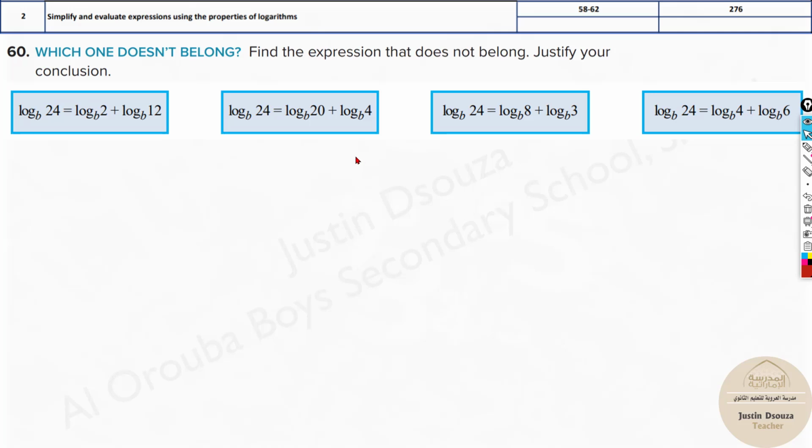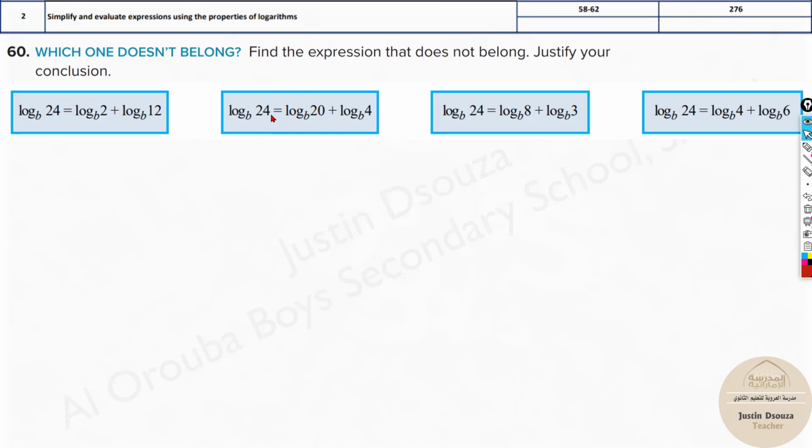Now we have an interesting problem. Which expression doesn't belong to this group? Now look at the question options. We have log base b of 24. That is log of 2 times 12. Yes, this is correct because when it's plus, you don't add these terms, you multiply them. 12 times 4 is correct. What about this? It's 20 plus 4. Really, you should multiply. 20 times 4 is 80.